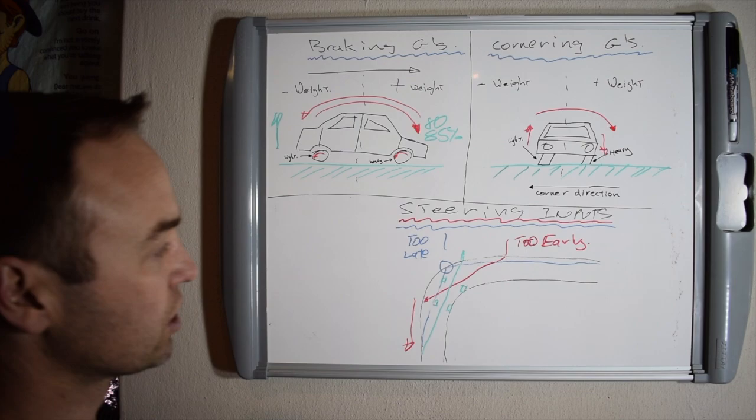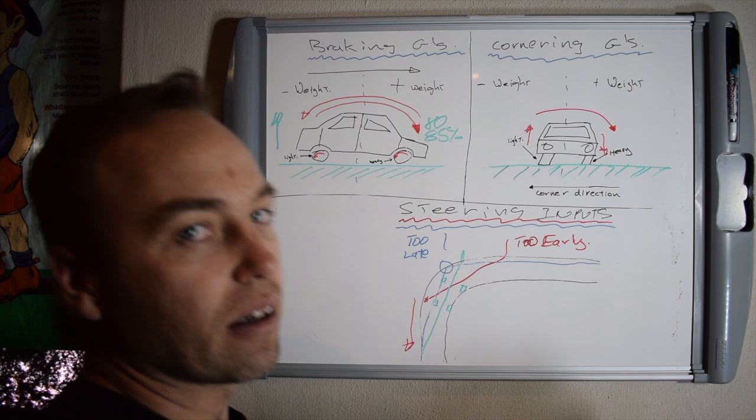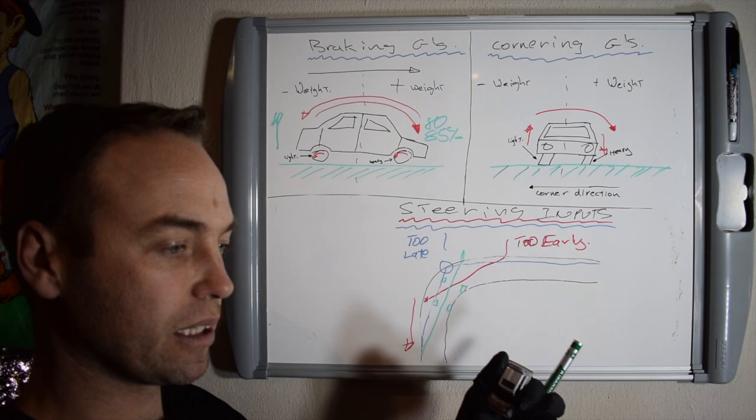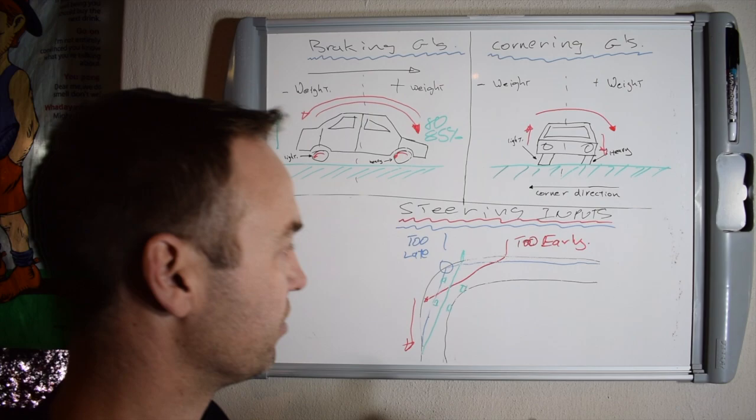So turning in too late is going to effectively overload the tire, and it might induce understeer, and then what we call under into oversteer. So it might induce initial understeer, and then you grab some more steering, which will then induce oversteer. So if you turn in too late, you might have that effect.